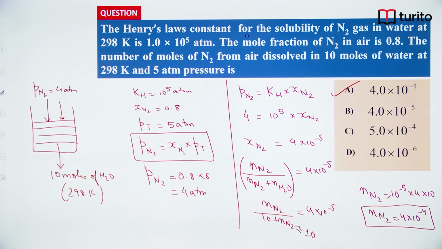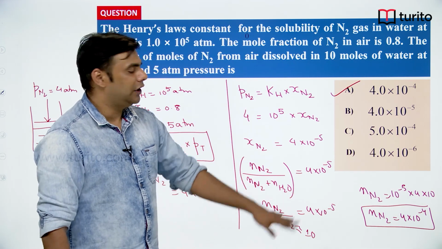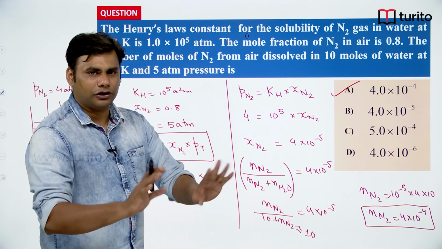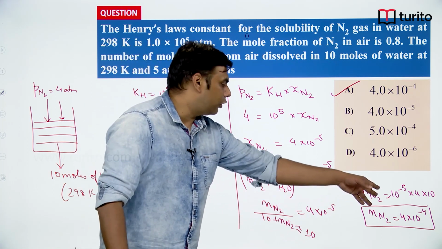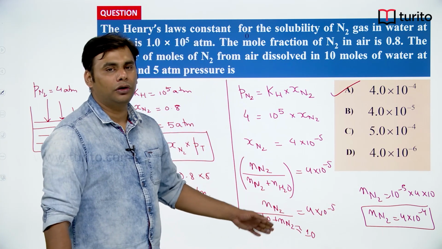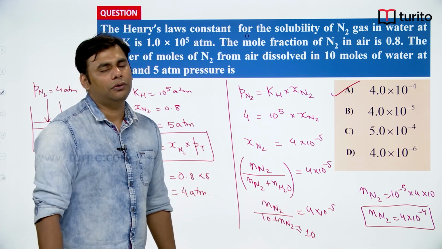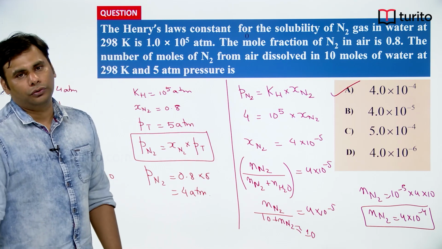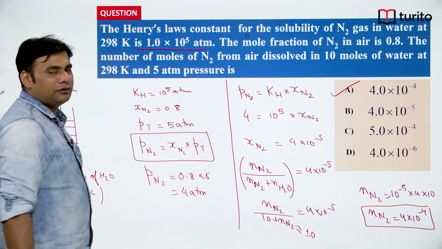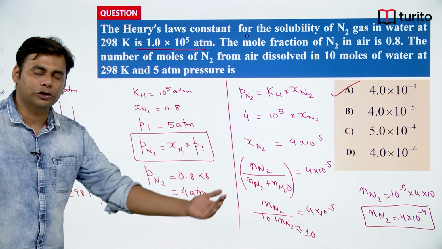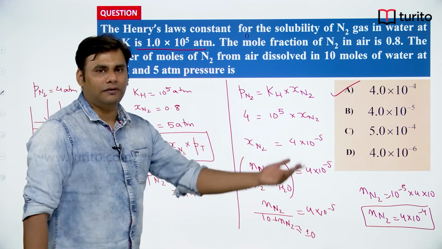Okay, you can look at the steps. Now you have found that the number of moles of N2 dissolved is 4 into 10 raised to minus 4. So the approximation is also right, because we have neglected N2 in 10 plus N2 and taken it as 10. If the number of moles of N2 is 4 into 10 raised to minus 4, then 10 plus 4 into 10 raised to minus 4 will obviously be approximately equal to 10. So the approximation holds true. I directly used the approximation because KH was very large, which means the number of moles of N2 dissolved in water would be very small. So 10 plus that would be approximately 10.